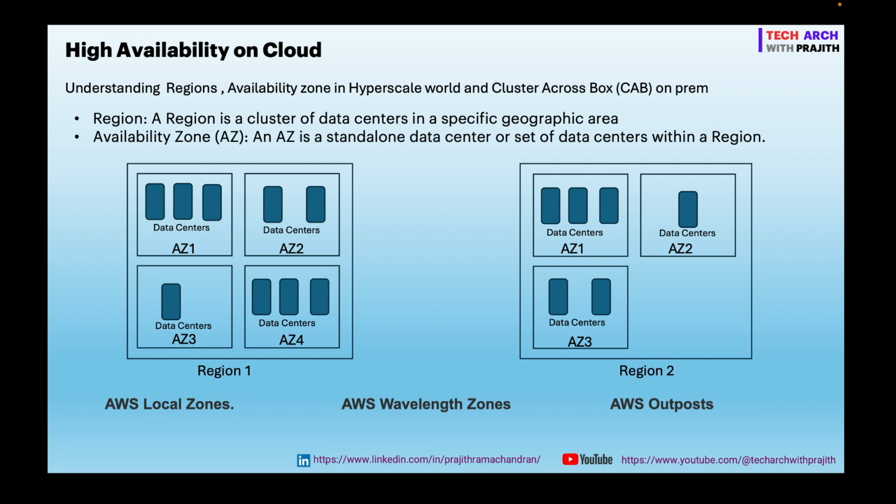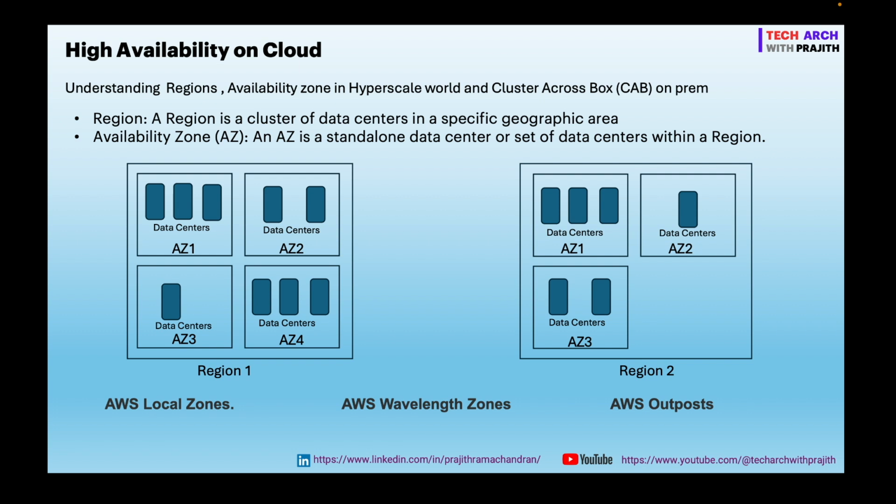As an example, if your ISP is Spectrum, they have their own data centers, and the wavelength zones are where some of the AWS infrastructure is hosted directly on the ISP provider's infrastructure. Their whole purpose is to minimize latency for workloads that need to connect to mobile networks. So basically they are used for mobile traffic.